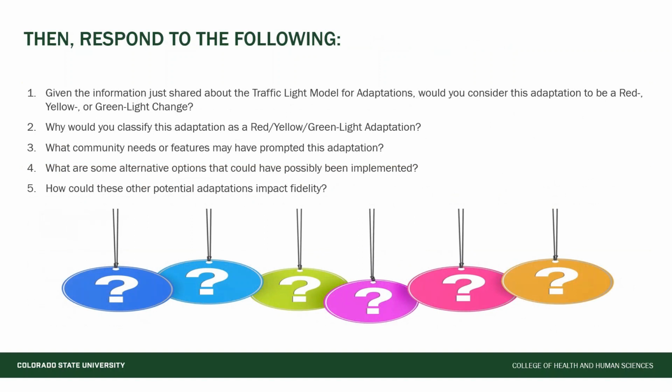Then, after you have selected one of these adaptations, please consider and respond to the following questions. Given the information just shared about the traffic light model for adaptations, would you consider this adaptation to be a red, yellow, or green light change? Why would you classify this adaptation as a red, yellow, or green light adaptation? What community needs or features may have prompted this adaptation? What are some alternative options that could have possibly been implemented? And finally, consider how these other potential adaptations could also impact implementation fidelity.